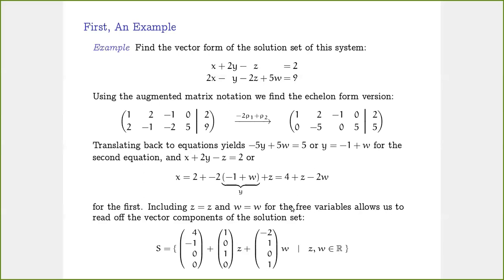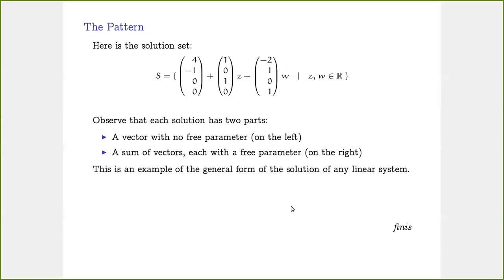So this is the solution, and we want to look at it and see how it exhibits the general pattern I mentioned at the beginning. Well, there's a constant vector here, meaning it has no free parameters in it. It's going to be called the particular solution. And then we have a part over here, one vector for each of the two free variables. It's a sum of terms like this, and it's going to be an example of the general form of the solution of any linear system.